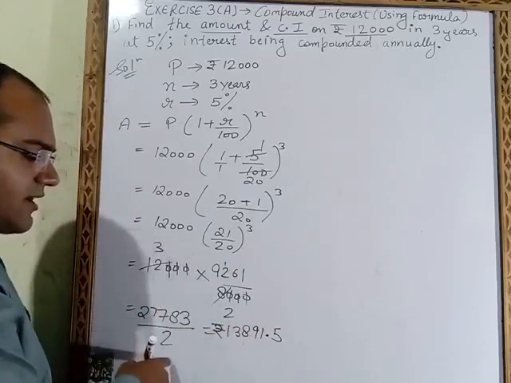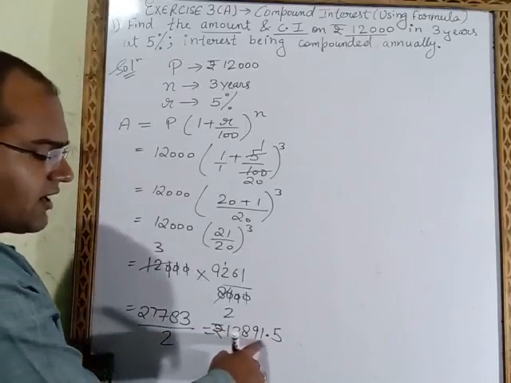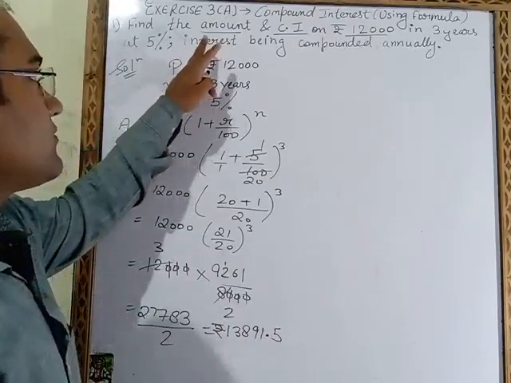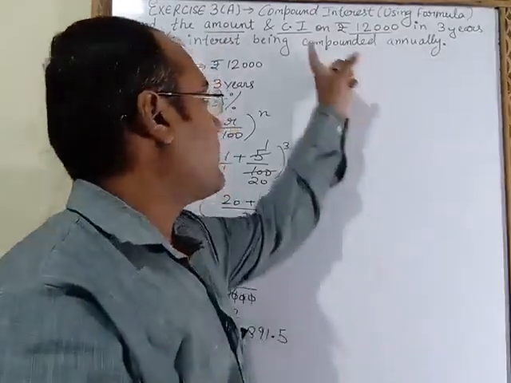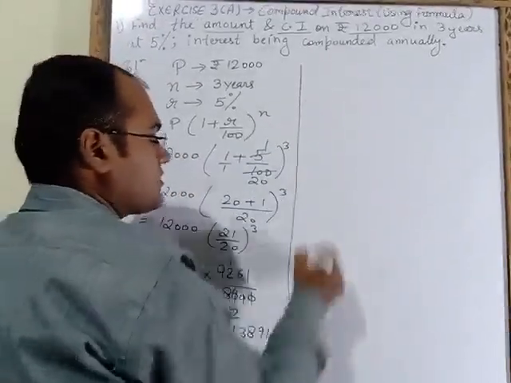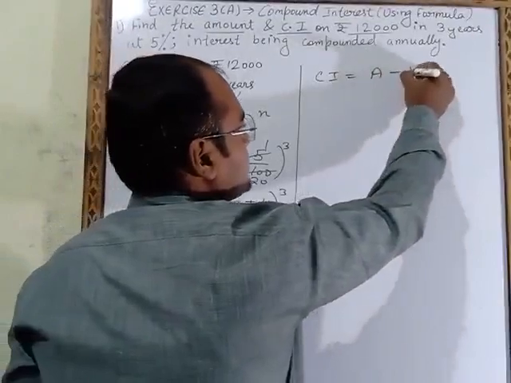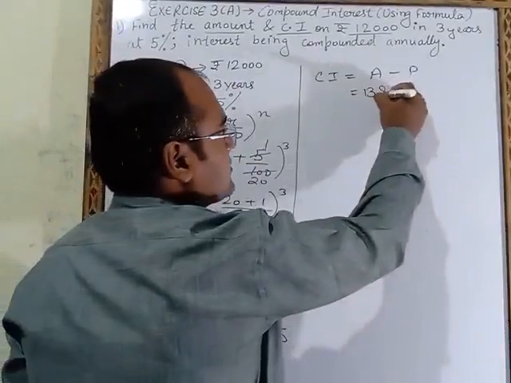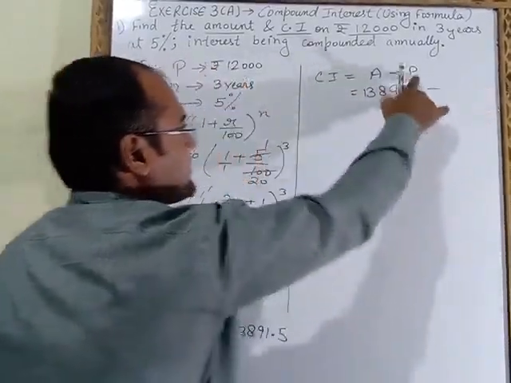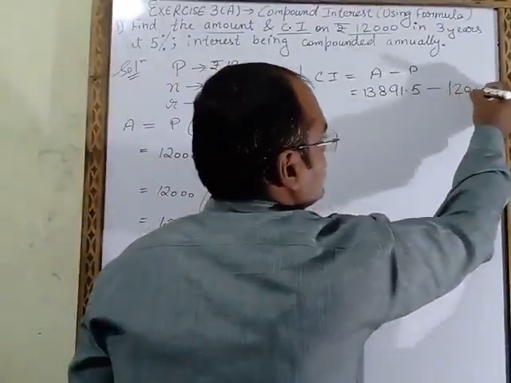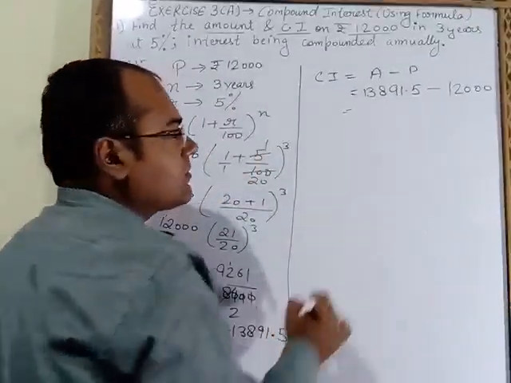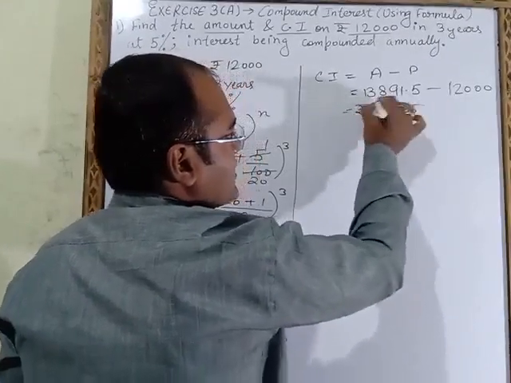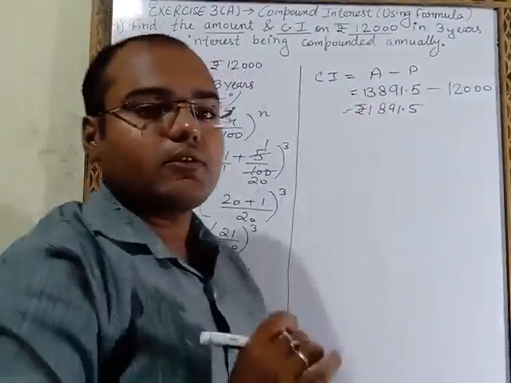So on dividing it by 2, we will get 13891.5. So this is the amount for the first question. Now we have to calculate compound interest. So we will use the formula CI is equal to amount minus principal. The amount value we have calculated here, 13,891.5, minus principal, which is 12,000 rupees. Now on subtracting these two, we will get 1,891.5. So this is the compound interest. Like this, you have to do question number 1.